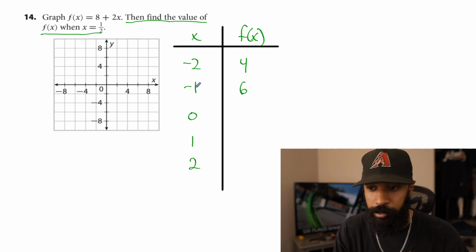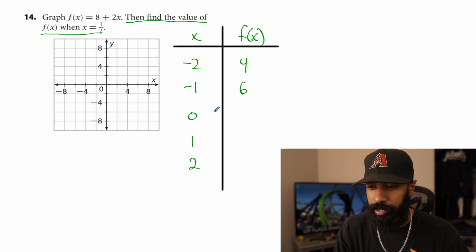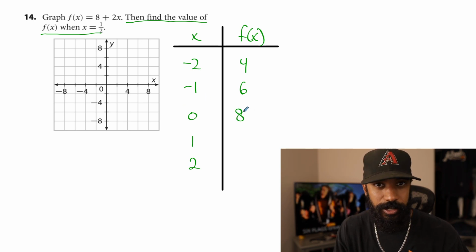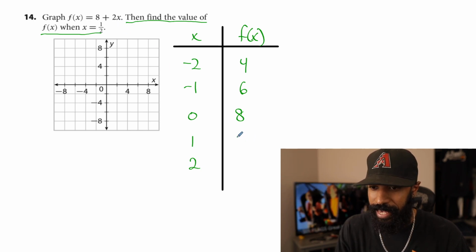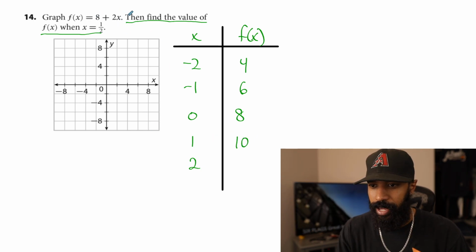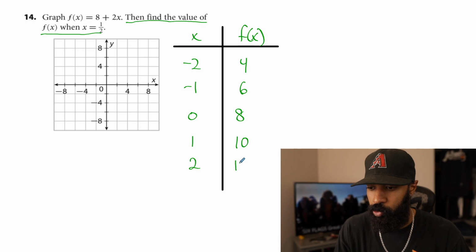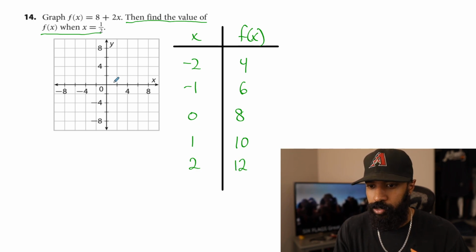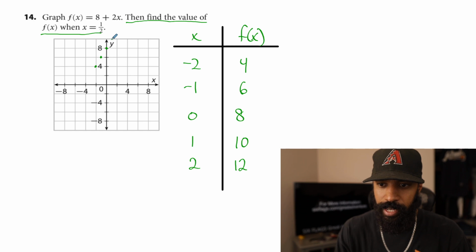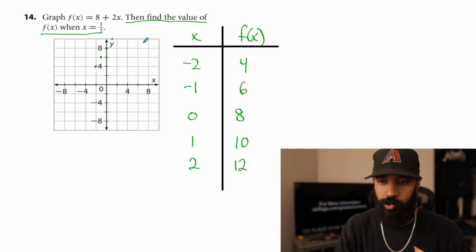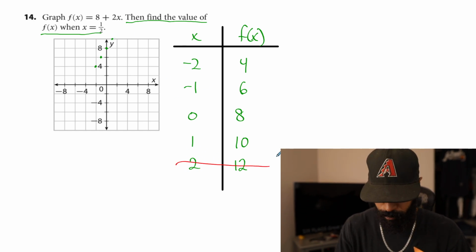Negative 1: 8 plus negative 2 is 6. Hopefully you're understanding what I'm doing. It's substitution. 0: 8 plus 0 is 8. 1: 8 plus 2 times 1 is 10. And 2: 8 plus 4 is 12. Most of these are plottable, and by plottable, I just mean that I can fit these on the graph within the window that's given. I can't fit this last one, though. You can tell it's a little out of range.